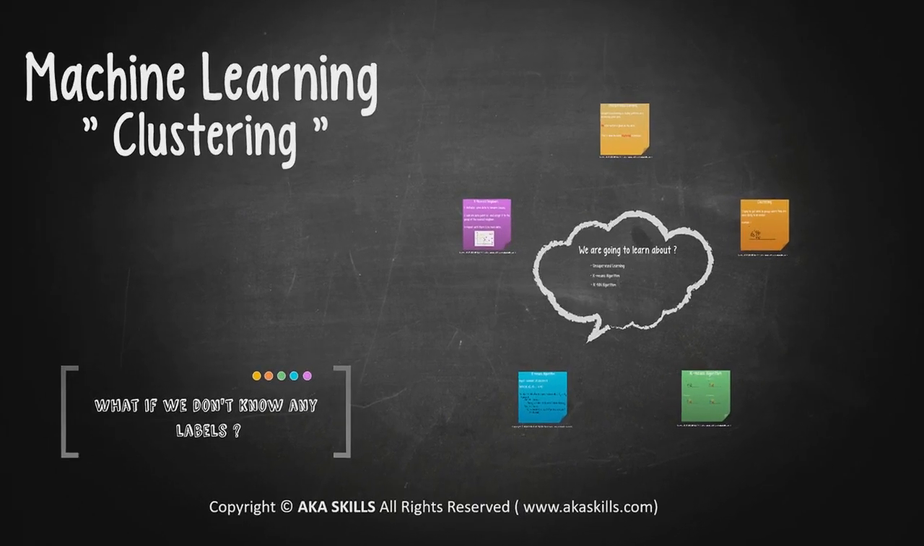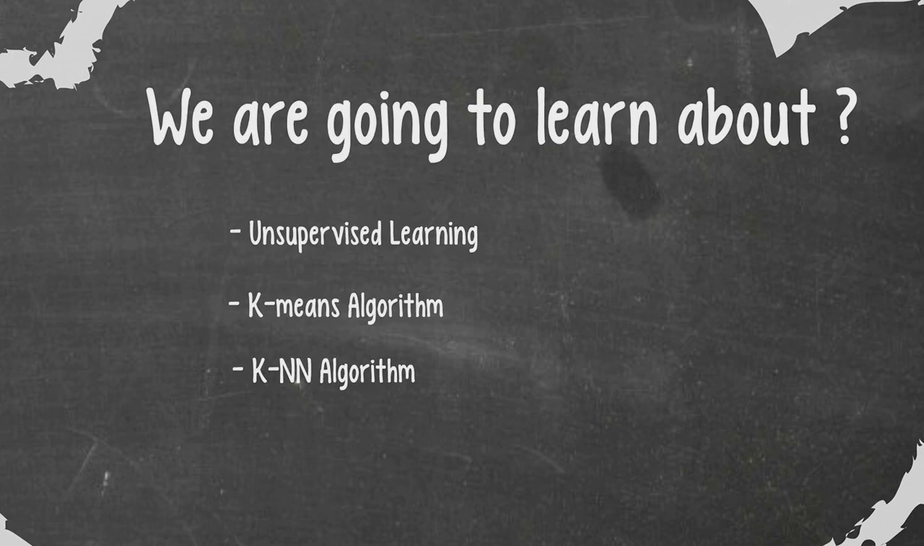So let's get started. In this video, we're gonna learn about some notations on unsupervised learning. Then we're gonna see some algorithms, specifically the K-means algorithm and the KNN algorithm, or the K nearest neighbors algorithm.